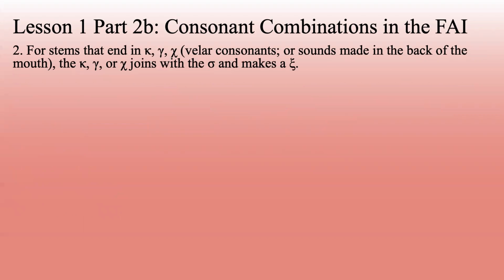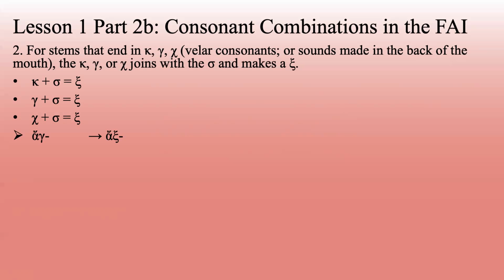For stems that end in kappa, gamma, or chi, which are called velar sounds, or sounds made in the back of the mouth, the kappa, gamma, or chi joins with the sigma and makes a xi, which if you think about xi, you might think of the letter X, or you might think of a K and an S. That's basically what's going on. So kappa plus sigma equals xi, gamma plus sigma equals xi, and chi plus sigma equals xi.